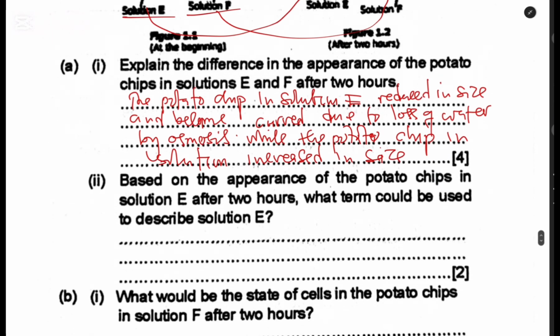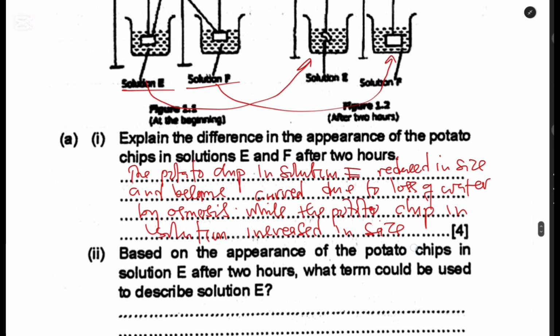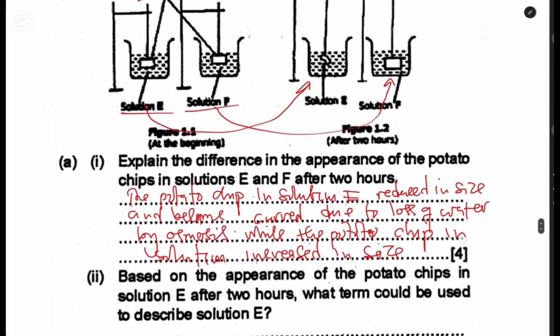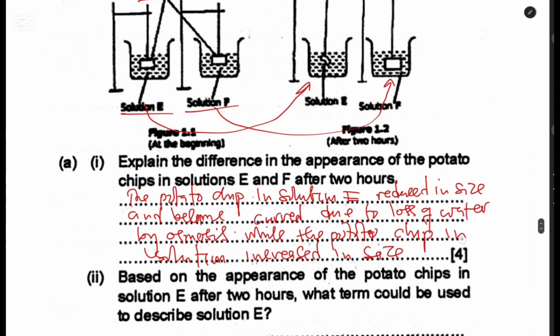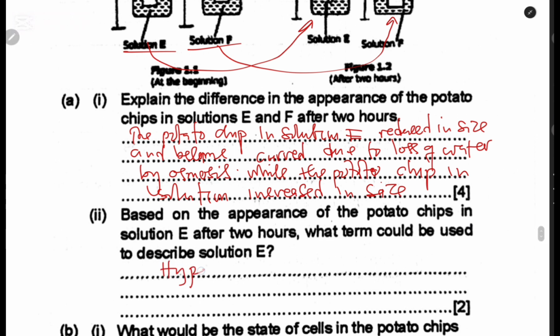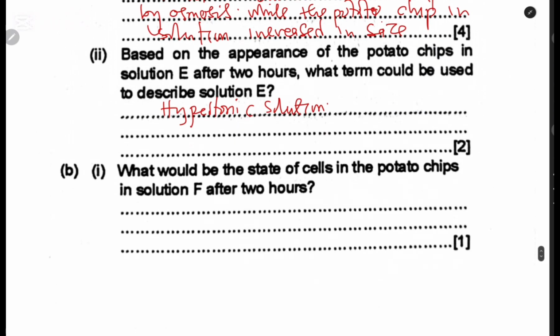Then based on the appearance, that is 2 of A, based on the appearance of the potato chips in solution E after 2 hours, what term could be used to describe the solution E? So remember, potato chips contain plant cells. Now E reduced in size. So solution E is the one that is more concentrated compared to the inside of the cell. As a result, the cell loses water, and that is called hypertonic solution.